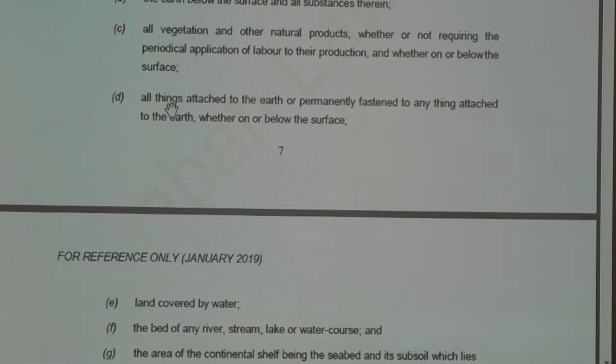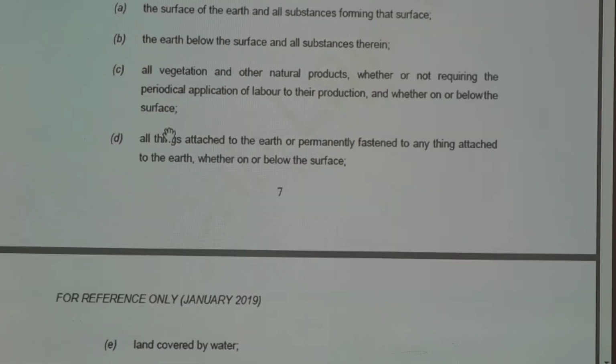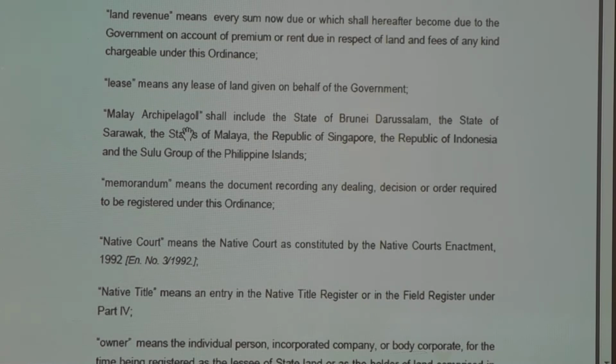This you deal with every time you deal with land without actually knowing it, because a factory, a house, a shed, whatever that's been built on the piece of land, or a pond, a concrete pond, a swimming pool, is permanently attached to the land, and when you sell the land, it goes with it. Lease means any lease of land given on behalf of the government. So your titles are all leases.